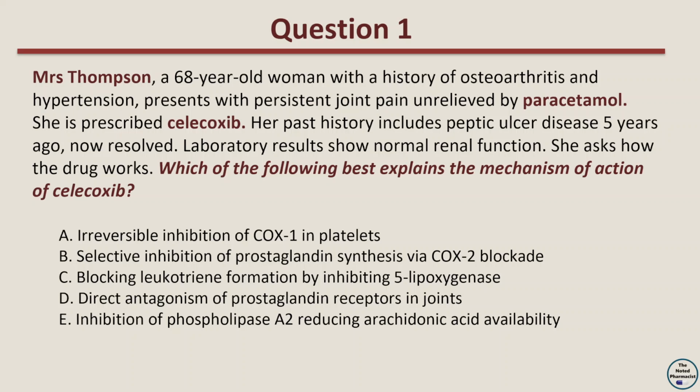Option A. Irreversible inhibition of COX-1 in platelets. Option B. Selective inhibition of prostaglandin synthesis via COX-2 blockade. Option C. Blocking leukotriene formation by inhibiting 5-lipoxygenase. Option D. Direct antagonism of prostaglandin receptors in joints. Option E. Inhibition of phospholipase A2 reducing arachidonic acid availability.